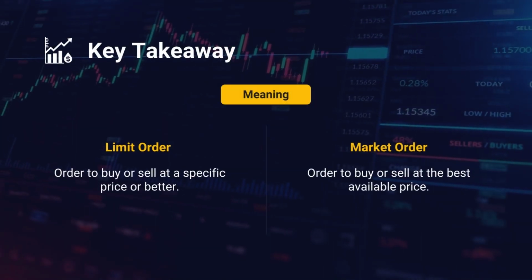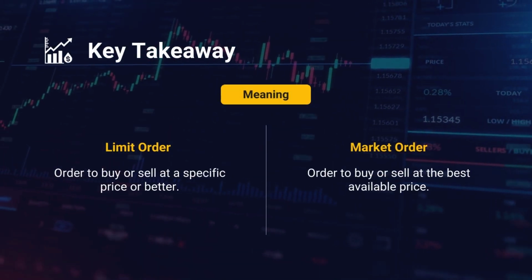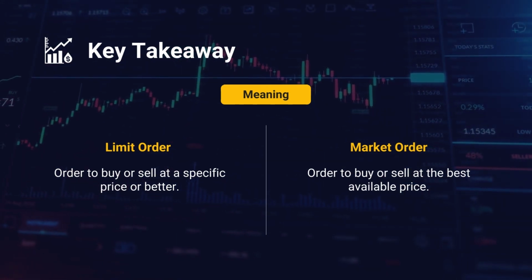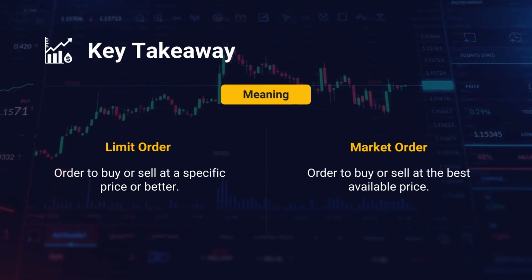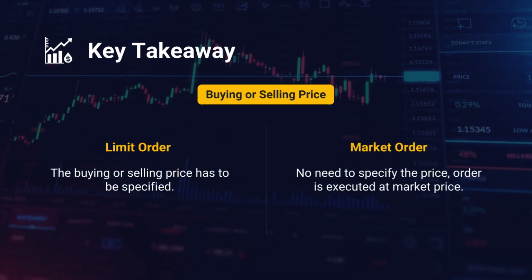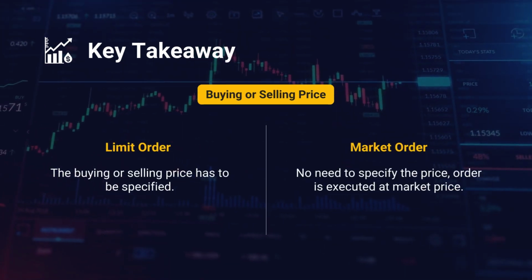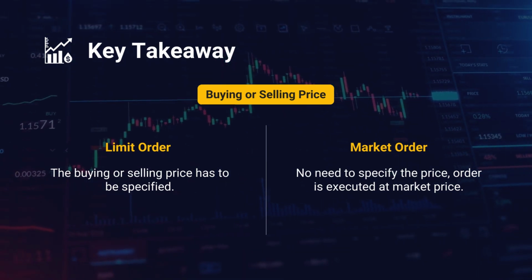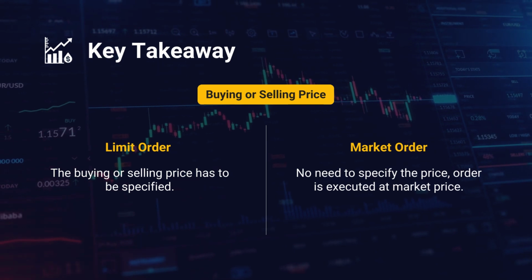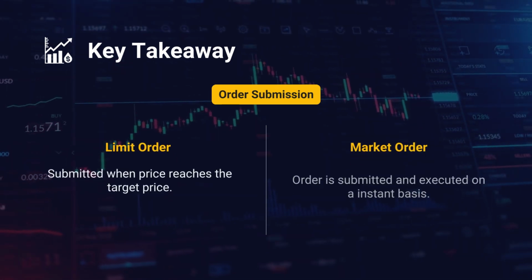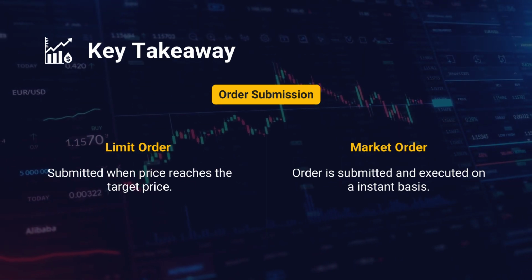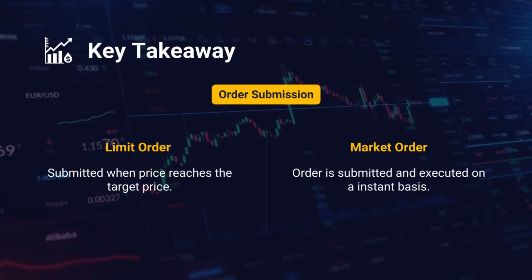So in summary, a limit order is an order to buy or sell at a specific price or better. A market order is an order to buy or sell at the best available price. For a limit order, the buying and selling price has to be specified. As for a market order, you do not have to specify the price and the order is executed at market price. Last but not least, a limit order is submitted when the price level reaches the target price. A market order is submitted and executed on an instant basis.